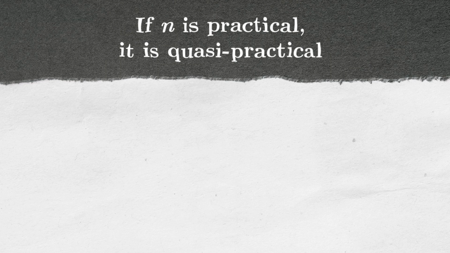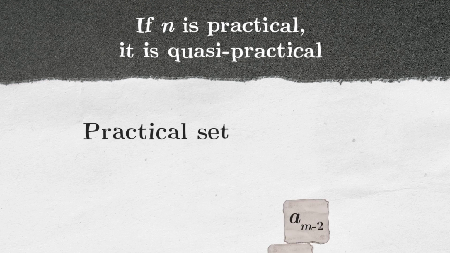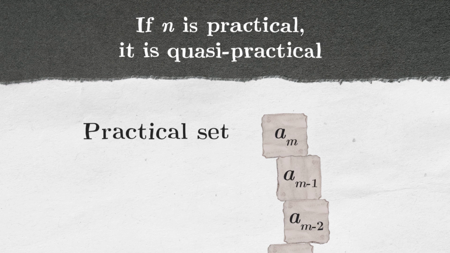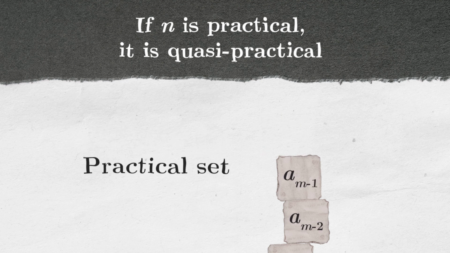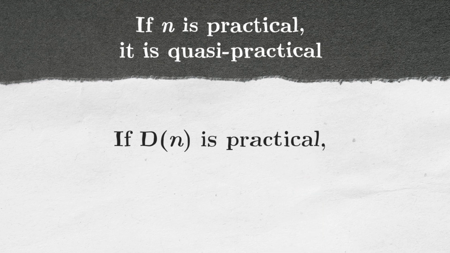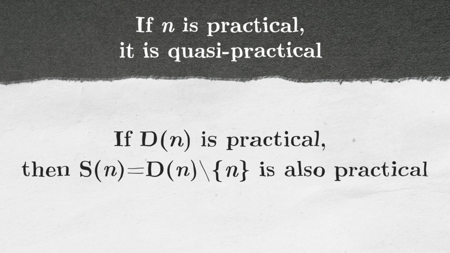Firstly, we are going to prove that if a number is practical, it is quasi-practical. Don't know if you've noticed, but it is a direct corollary of the characterization theorem. Since a practical set has this certain structure where each biggest number is smaller than the sum of previous ones plus 1, erasing the biggest element from a practical set doesn't ruin its structure, hence it doesn't change its practicality. Therefore, if the set of divisors of some natural number is practical, the set of proper divisors of this natural number is also practical.